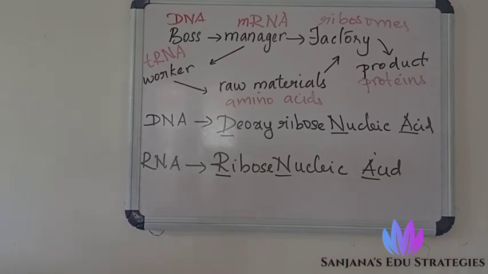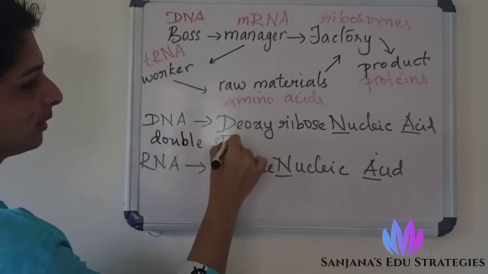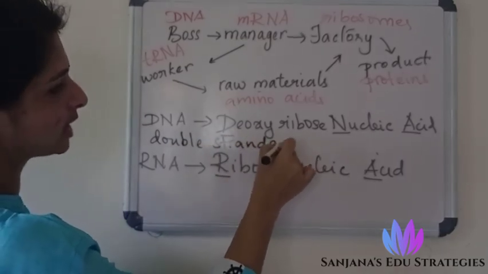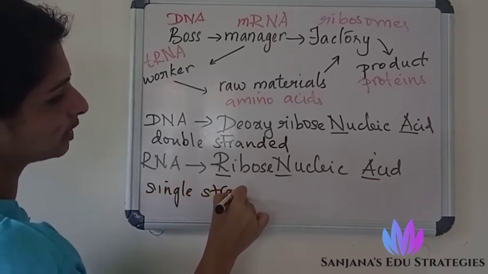Then we will see some of the differences between DNA and RNA. There are a lot of differences, but for your syllabus, I will tell only what is important. One difference you know already: DNA is double stranded and RNA is single stranded. This you know already.